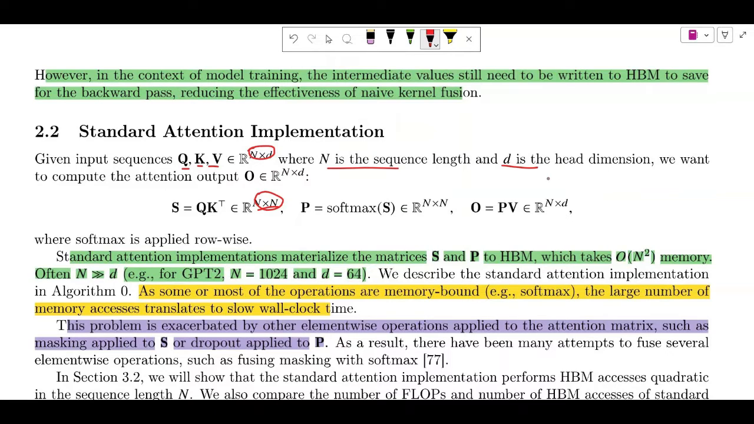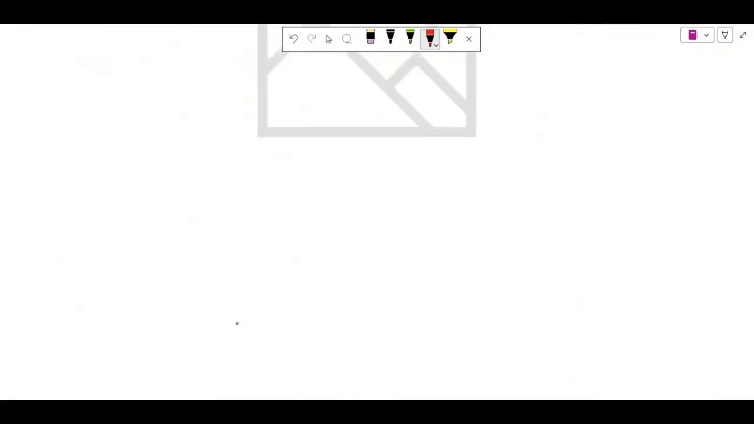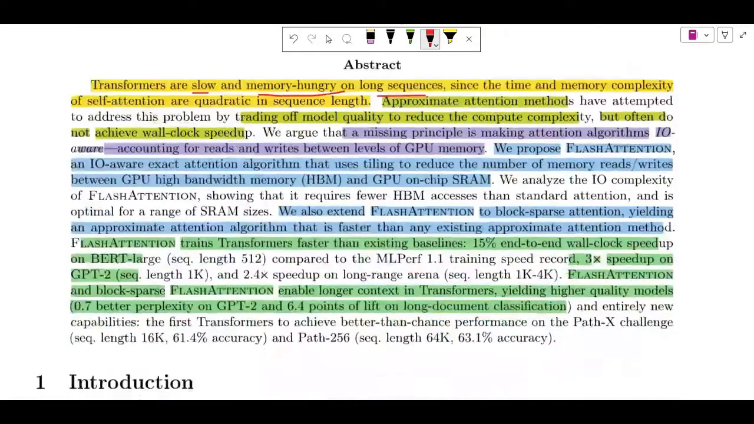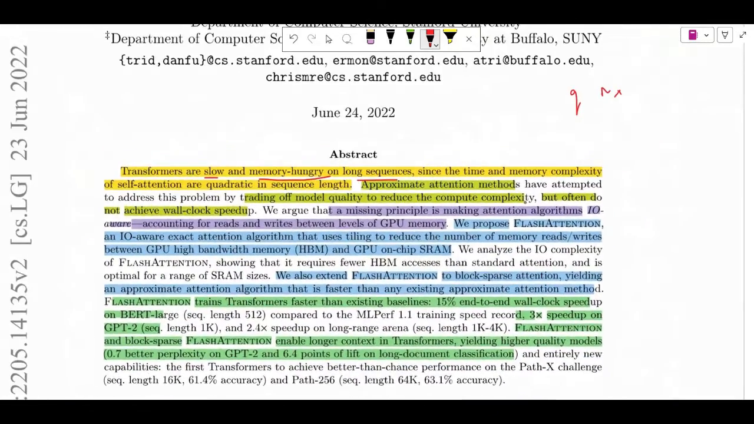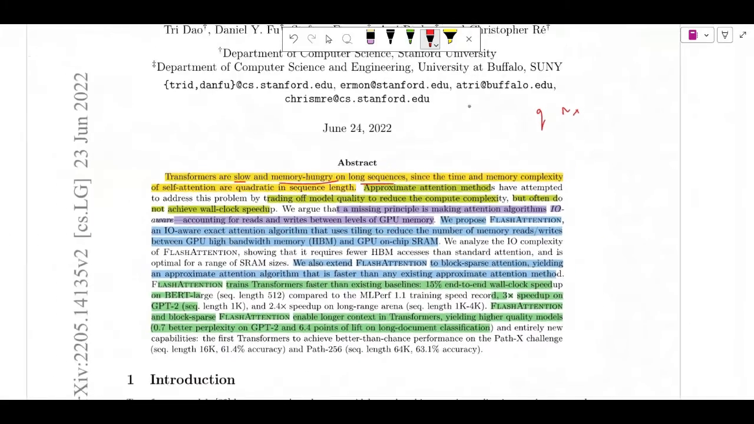D doesn't really matter that much because d is very small. Like n might be 1024, d might be 64. This n cross n is the problem, and it makes the time and space complexity O of n square, which is very expensive when we have large values of n. N is the sequence length here, and we want a higher sequence length.